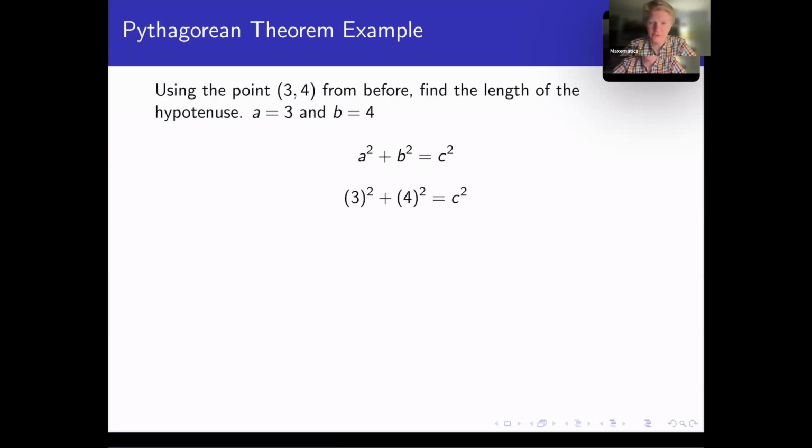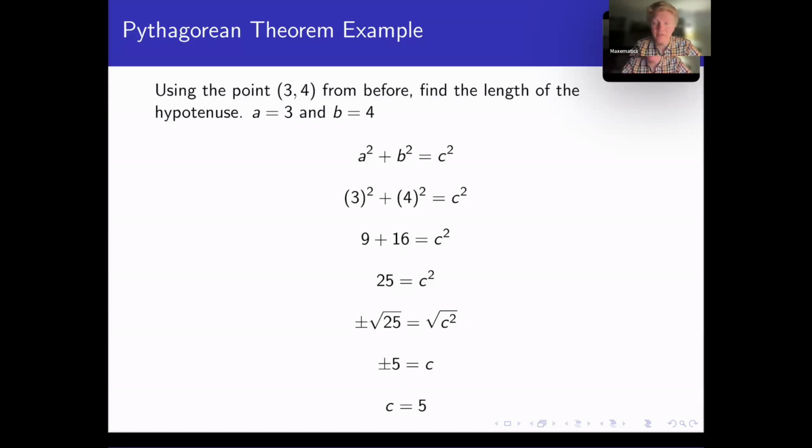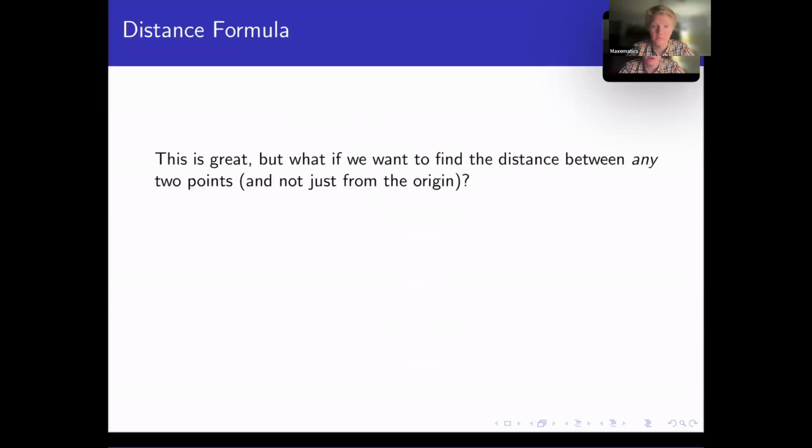We know how to square numbers. 3 squared is 9, 4 squared is 16. We know how to add. 9 plus 16 is 25. And we know from chapter 1, we would take the square root of both sides, get plus and minus. Square root of 25 is just 5. But for the purpose of talking about distance, distance should always be positive. So the length of that line that we drew before from 0, 0 to 3, 4 is 5 units long.